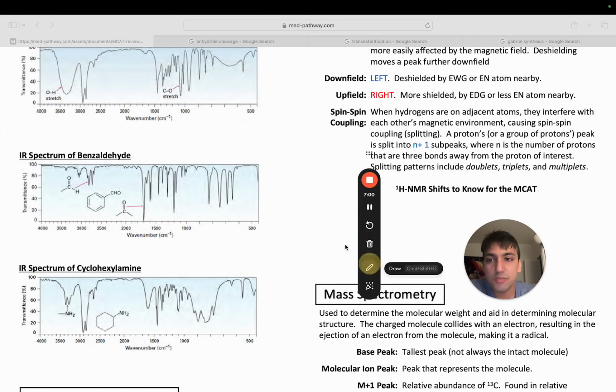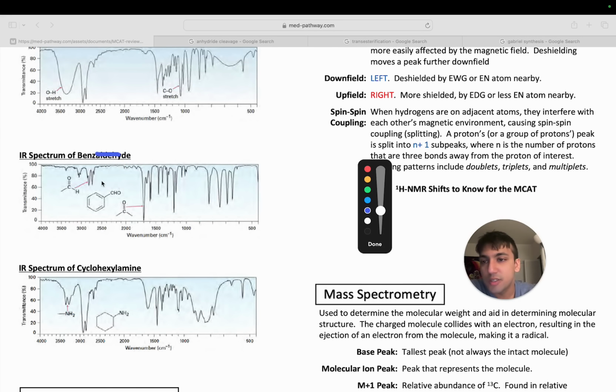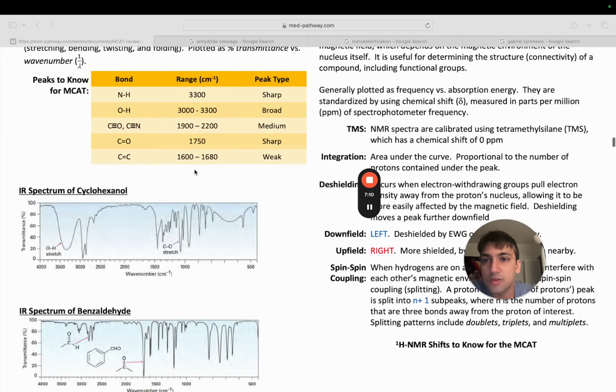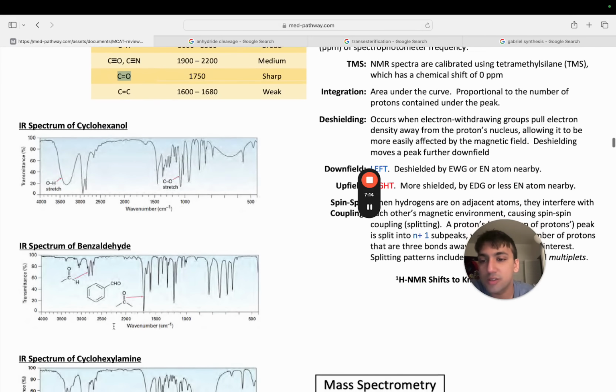This is another example, benzaldehyde, and you can see based on where these peaks are, this is the classic 1750 narrow sharp peak, right? It's over here, the sharp 1750, and that should tell you, okay, there's a C double bonded to O. So that's a really good hint.